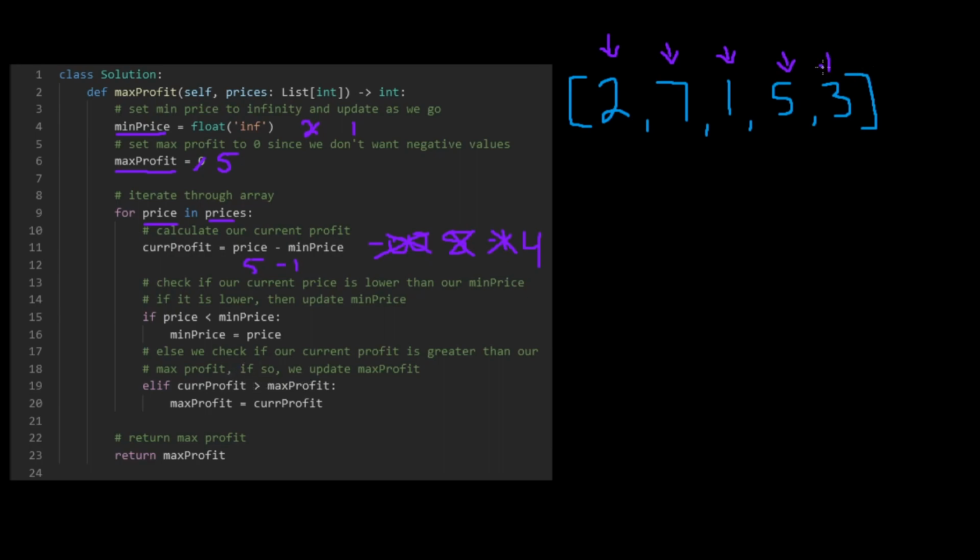So now we go to 3, and for 3 we just calculate the profit, which is going to be 3 minus 1, and that is equal to 2. And we know that our current price is not less than our min price, so now we do this other check to see if our current profit is greater than our max profit, and it's not. So now we just return max profit, which is 5.